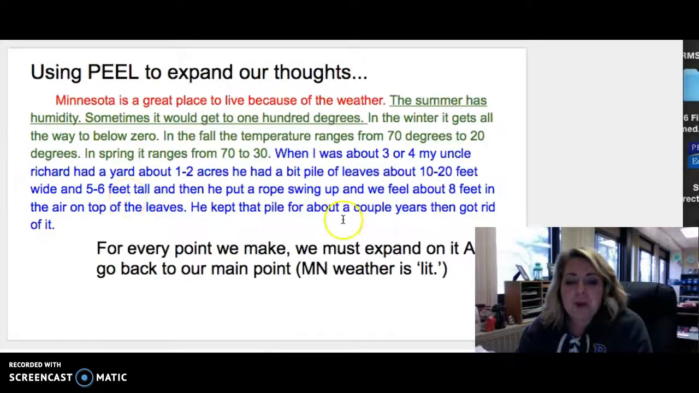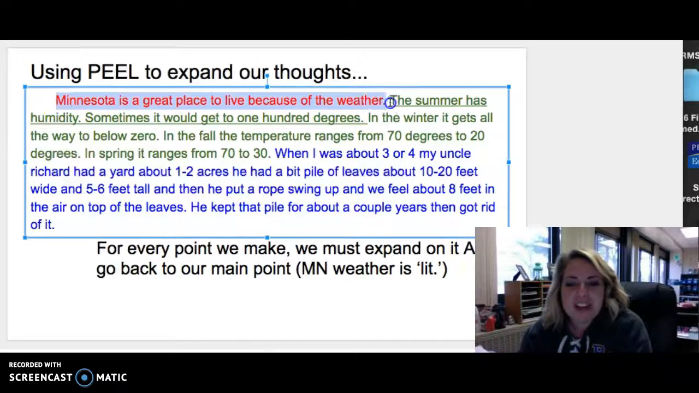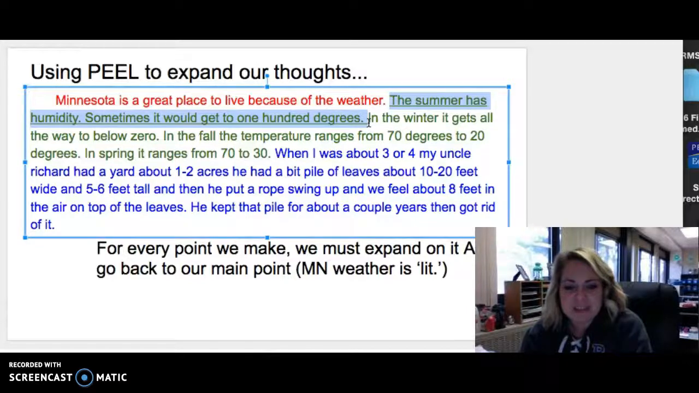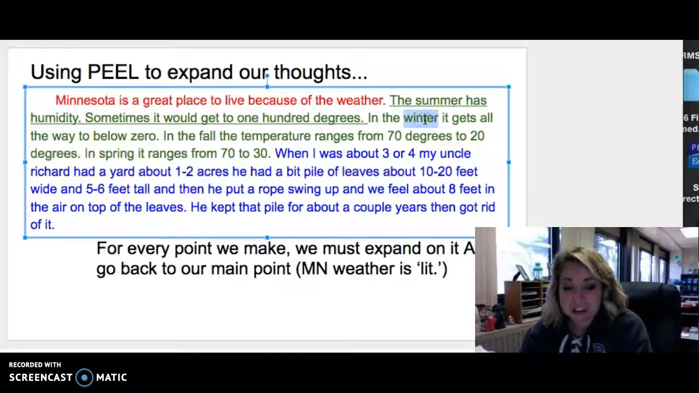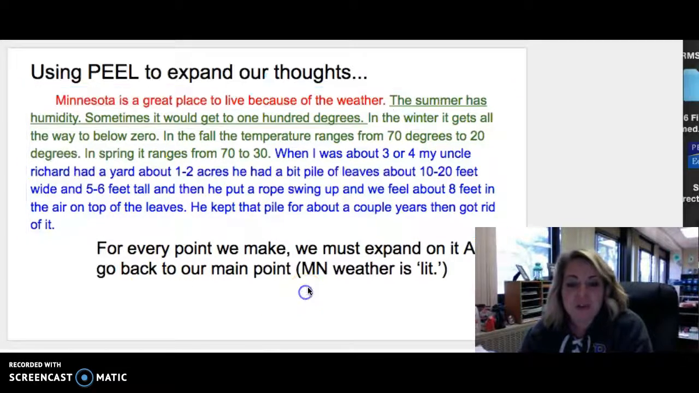So what I want you to see right away is that every time that we make a point, we need to expand on it and go back to our main point. Minnesota weather is lit. I think that was a suggestion the kid had last year. So anyways, if we go back here, the point is that Minnesota is a great place to live because of the weather. This is the topic sentence. The first point he tries to make from there is that the summer has humidity. Sometimes it would get to 100 degrees. And so we need to talk more about that idea before we move on to talking about winter. So let's expand on summer before we talk more about winter.